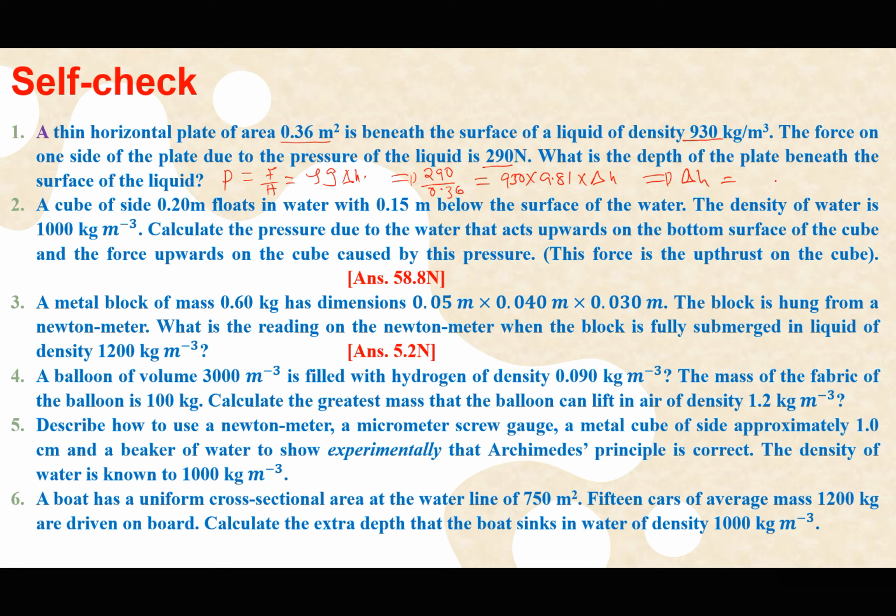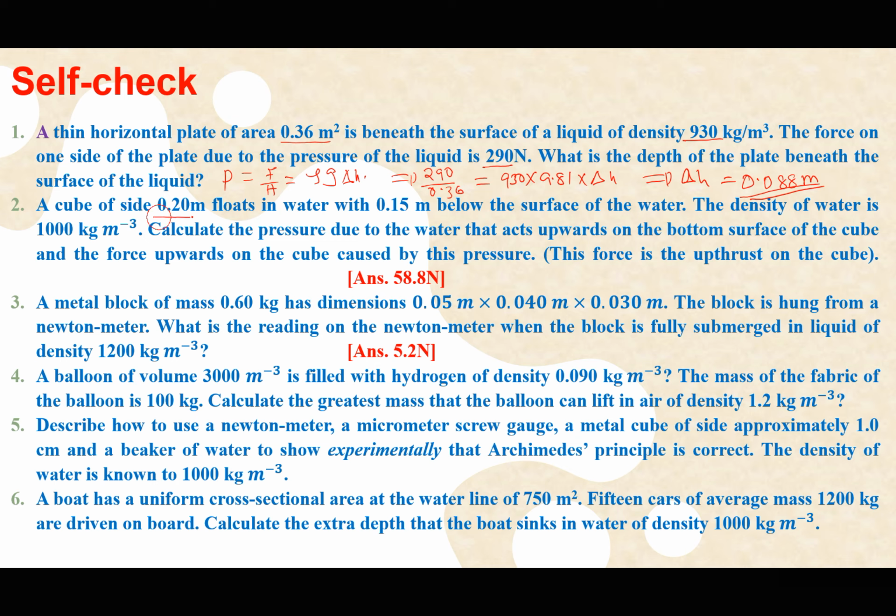I'll just check with my calculator. 290 divided by 0.36, divided by 930 times 9.81. So this is giving me 0.088 meters. Avoid writing answers to less than two significant figures.